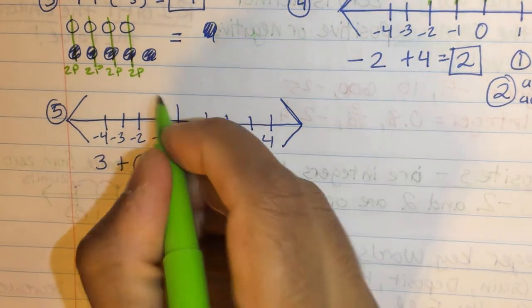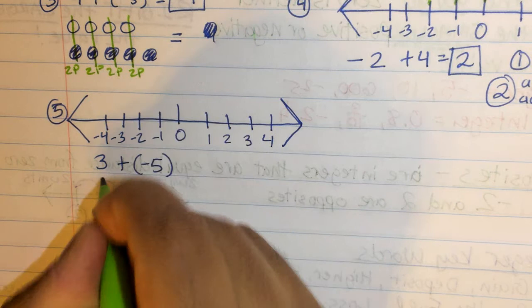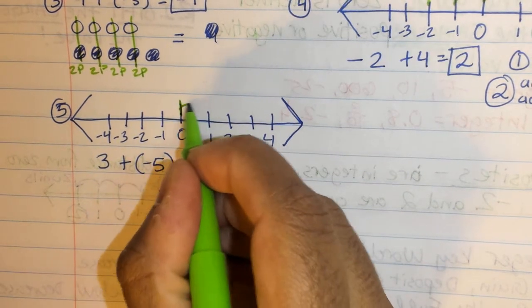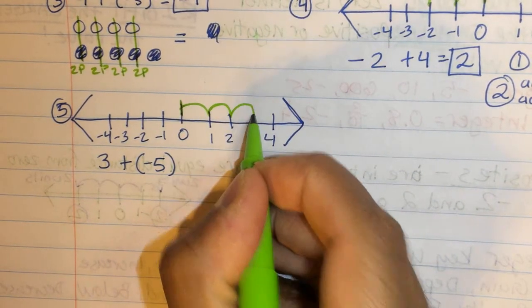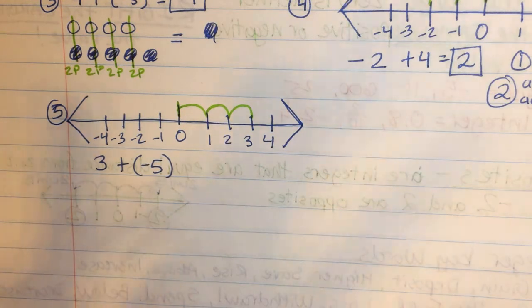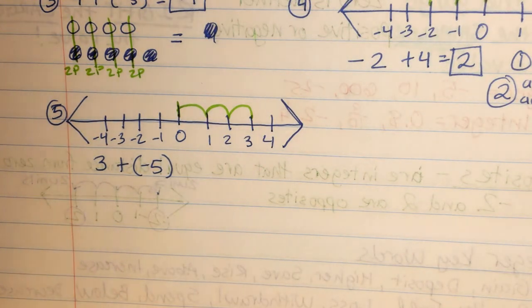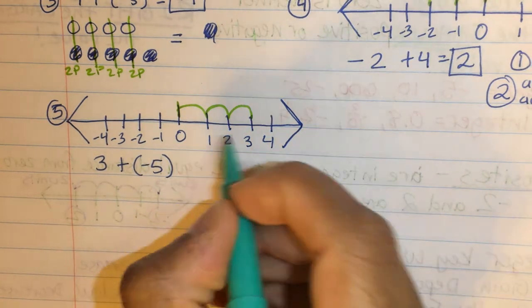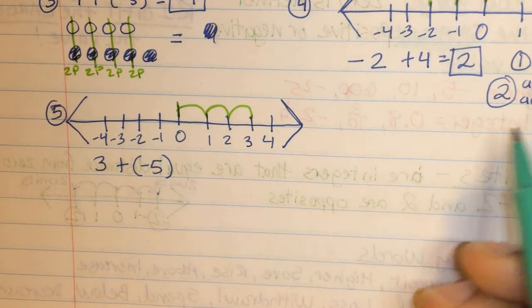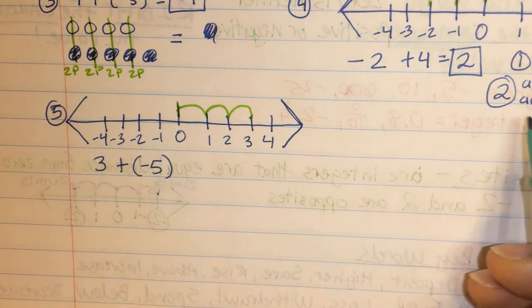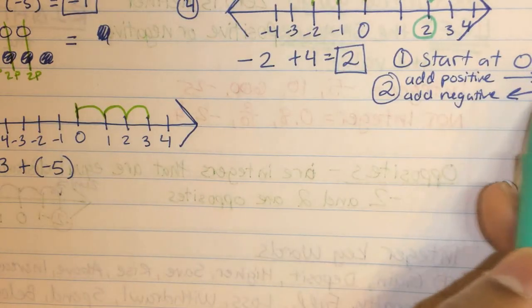Let's start at 3. So we start at 0, and we're going to go to positive 3. So we start at 0, and we move 1, 2, 3. So we stop there. We always go to our first number first. Now again, you have to know how to do both methods, because in our exit ticket today, you're going to see both methods appear. So after you get to 3, we're adding a negative 5. If we go back to our notes, it says when we add a negative, we move to the left.